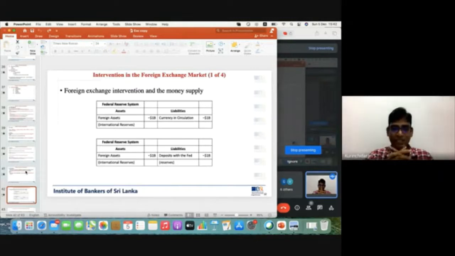I think last class we discussed in detail conducting monetary policy, money supply, central bank roles, and what would be the impact on the economy. I hope everybody listened to at least the recording, whoever was not in the class. So now, I'm just going to link this monetary policy activities with this foreign exchange market, right?